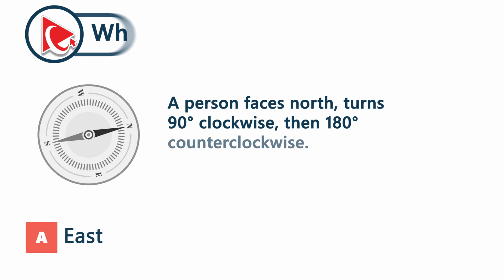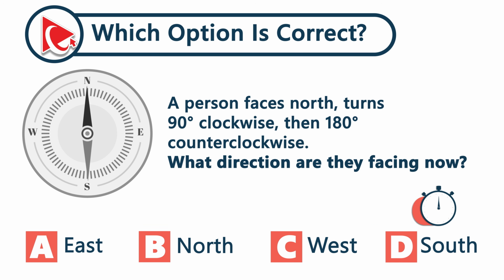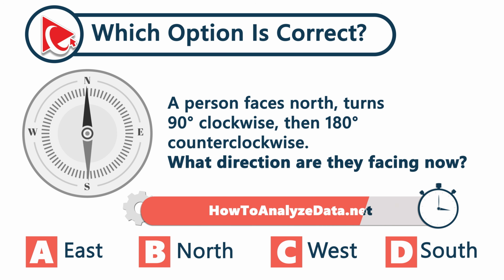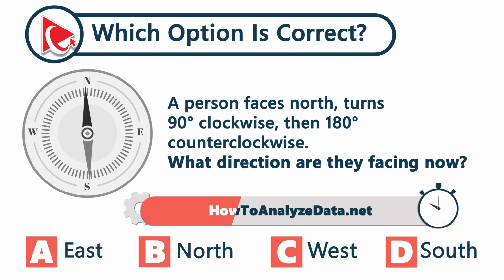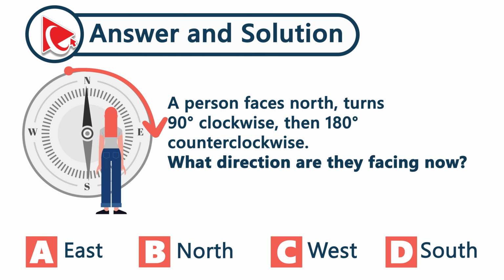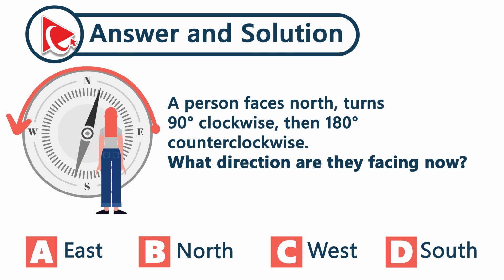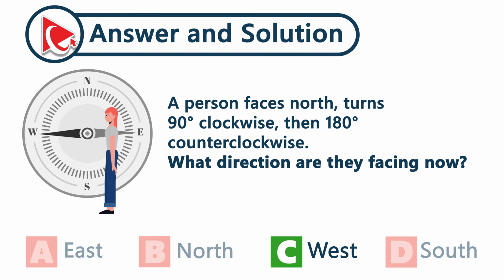A person starts by facing north. They turn 90 degrees clockwise, then make a 180-degree turn in the opposite direction, counterclockwise. Which direction are they facing now? A 90-degree clockwise turn takes the person to east, then a 180-degree counterclockwise turn from east: 90 degrees to north, 180 degrees to west, and the correct answer here is choice C, west.